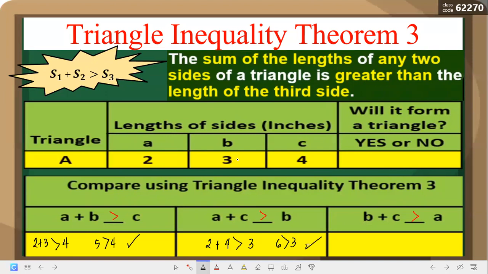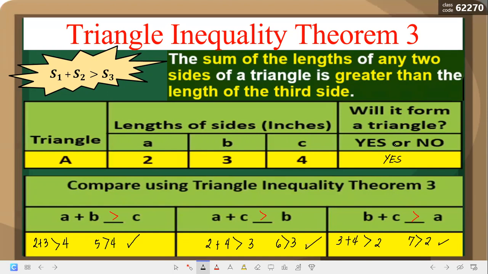Then for the last one, we have B plus C is greater than A. So we have B is 3 and C is 4. So we have 3 plus 4 is greater than 2. So 3 plus 4, that is 7 greater than 2. Is 7 greater than 2? Yes. So kapag po lahat ng conditions niya, or lahat ng i-compare natin using this triangle inequality, itong tatlong ito, pag lahat ay nag-check, it will form a triangle. So isasagot natin is yes.